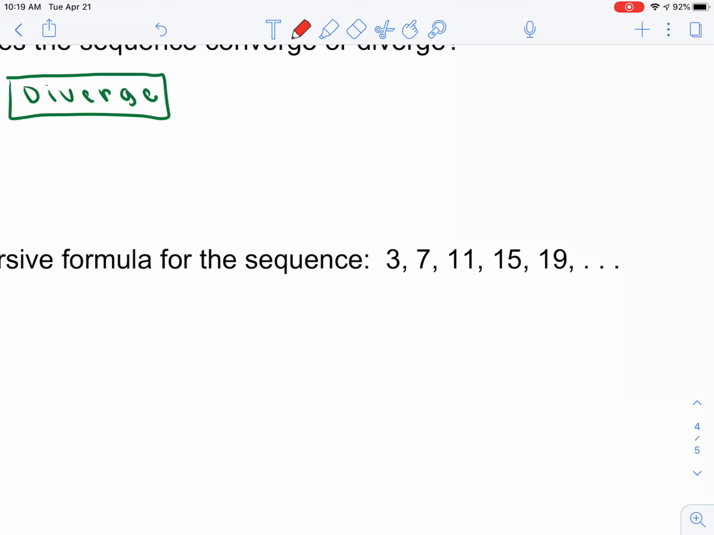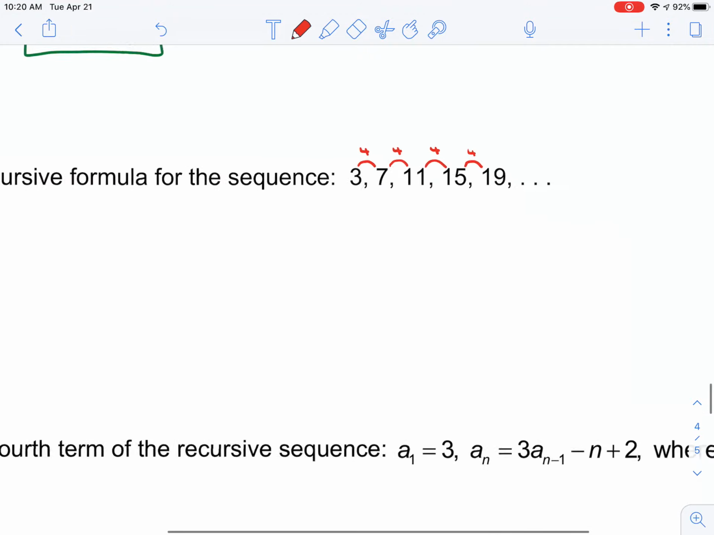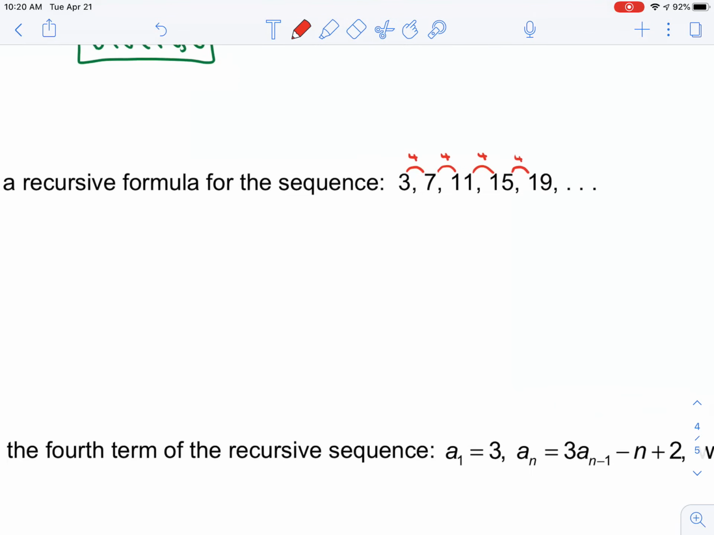Writing a recursive formula for the sequence. Always check when you're writing rules. Can you add a number? Can you subtract a number each time? I notice that here I'm adding 4. Does that pattern continue for each term? If that pattern continues for each term, then we can think about how we're adding 4 each time.